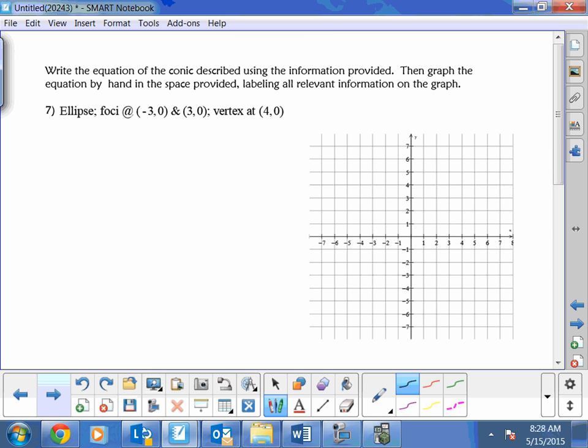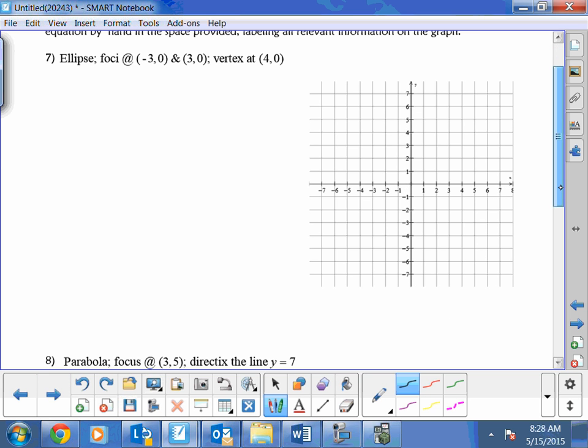Okay, now I want you to write the equation of the conic described using the information provided. Then graph the equation by hand in the space provided, labeling all relevant information on the graph. So let's go ahead and do that. Now the first one, they're telling us what it is. We have an ellipse. So we have the foci at (3, -3). Okay, and that's important to know because that means that with foci, c is equal to 3. We have a vertex at (4, 0) and (0, 4).